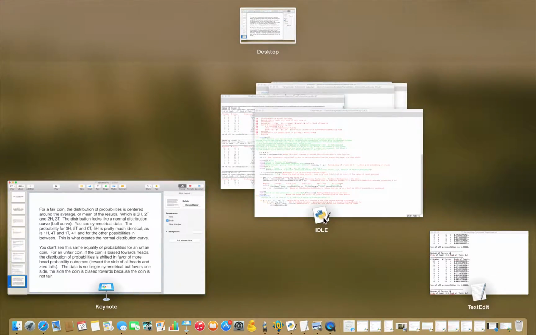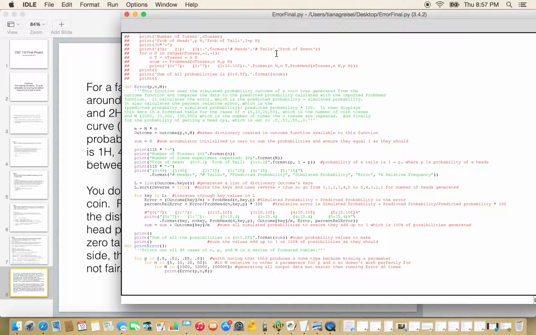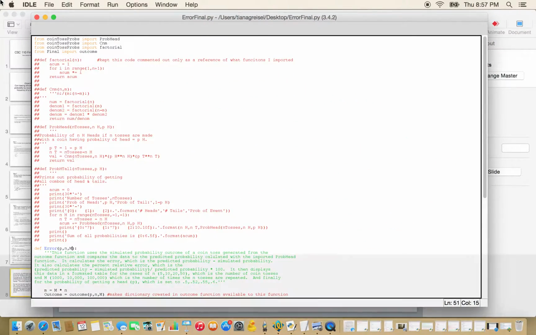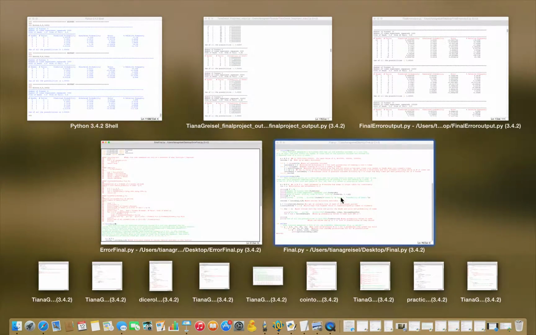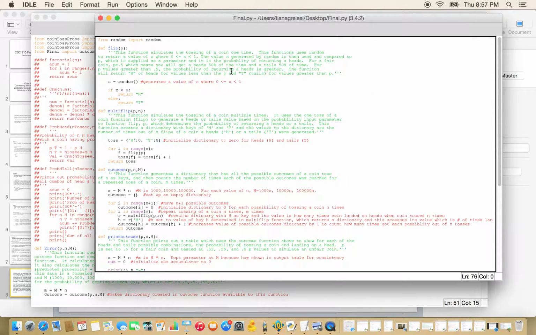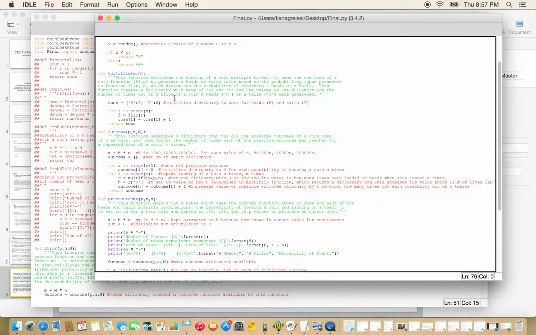So now I'm just going to show you my code here that was in my PowerPoint presentation. This is my actual code as you see it in Python. So here's my flip for one coin toss. Here is my multiple coin toss where I generate a dictionary that tells me how many heads and tails I have out of n tosses.